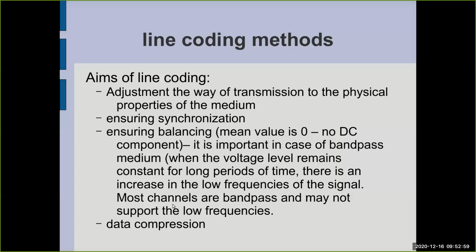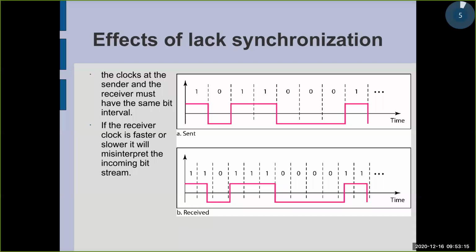The fourth purpose of line coding may be data compression. I will show you some examples where we can achieve data compression when we transmit. I think that the most important issue related to line coding is synchronization. So we have two possibilities.